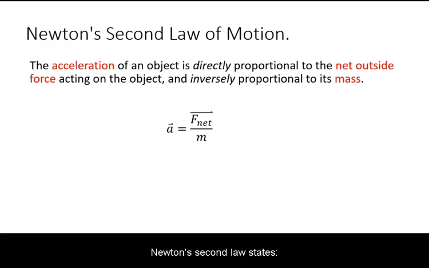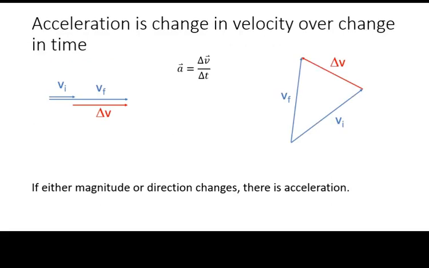Newton's second law states, the acceleration of an object is directly proportional to the net outside force acting on the object and inversely proportional to its mass. Acceleration is the rate of change of velocity with time. It does not describe how fast an object is, rather how quickly its speed or direction of movement changes.